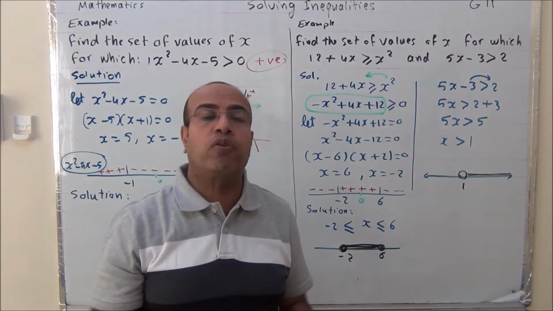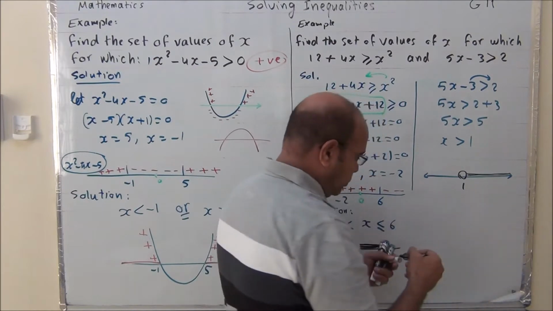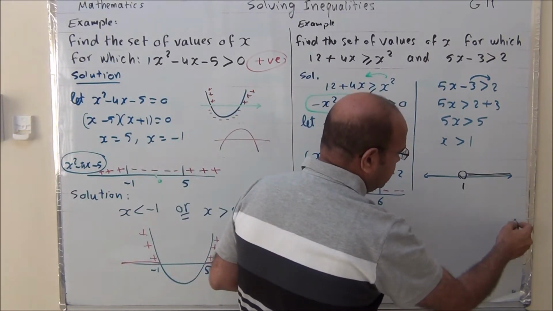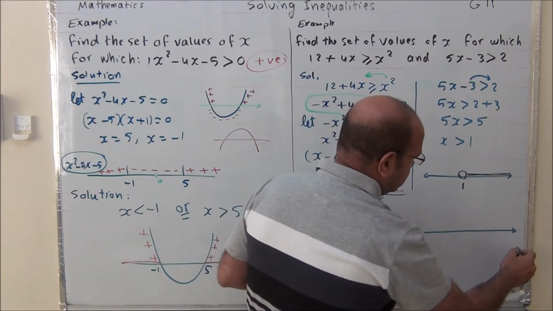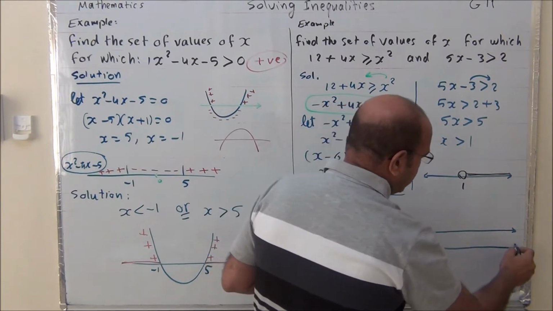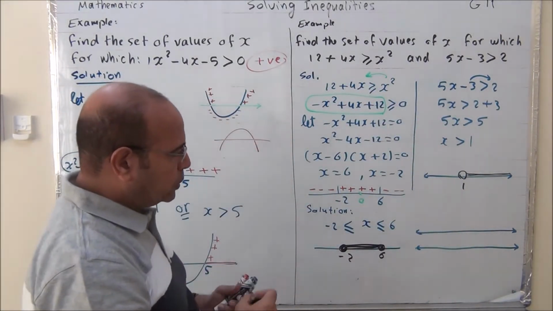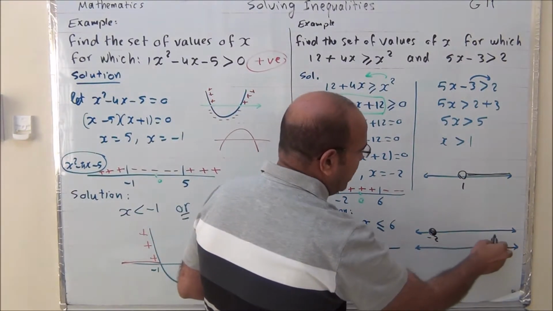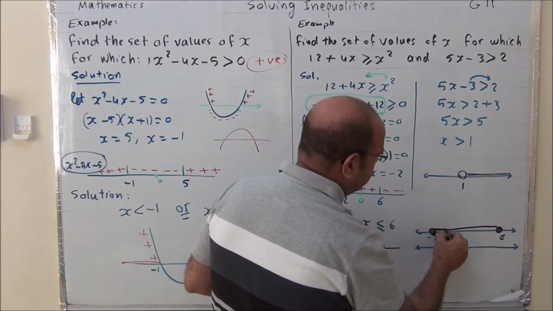We need to solve both of them, so what we do, we draw two number lines, one below the other. This is the first one, and this is the second one. The solution of the first is from -2 to 6. So this is -2, it's closed, up to positive 6, also closed. So this is the solution of the first inequality.